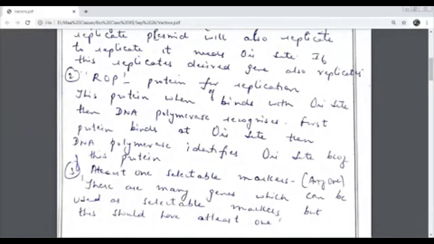A third important quality of vectors we are discussing is the presence of at least one selectable marker. In the bracket, I have written any one. It is not necessary to have two. There are two types, but we need any one of them. At least one selectable marker has to be there. Now let us first understand its function.